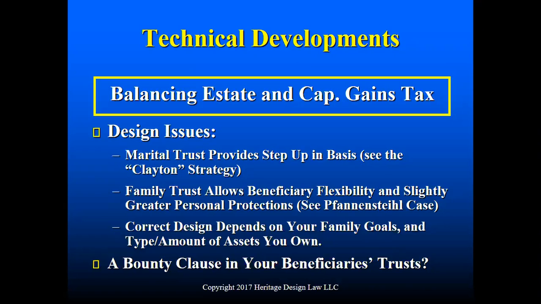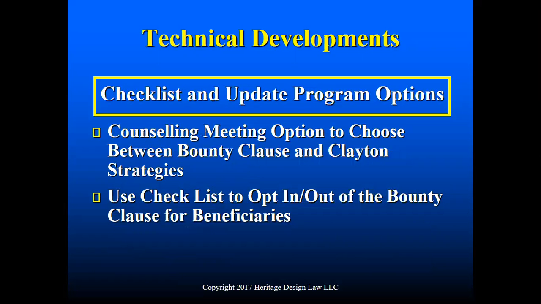With this presentation, you'll be able to download the checklist that was passed out at the annual client meeting, and you can check off in the middle section that you'd like to have a bounty clause for your beneficiaries' trusts. If you don't want to do that, just don't check it off and send it to us, and we won't include the bounty clause in your beneficiaries' trust. That's the simple solution. So again, for choosing between the bounty clause and the Clayton strategy, you should consider having a counseling meeting with us. Feel free to call me and make an appointment, and you can use your checklist to opt in or out of the bounty clause for your beneficiaries.